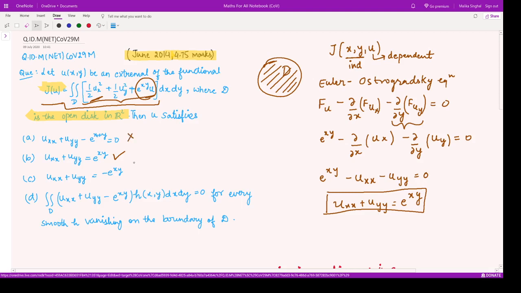So, this cannot be the solution, this cannot be the solution. To check, what about D? So, obviously B is the solution. What about D? What is D?